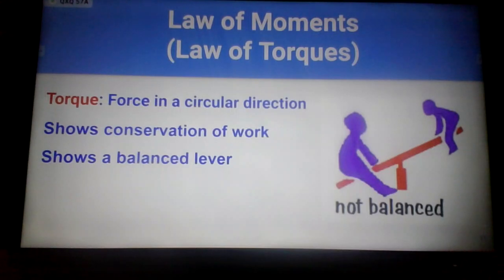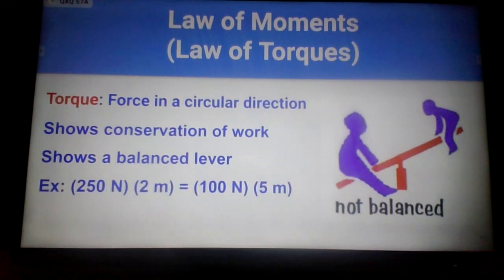And this shows that we want a balanced lever. Okay, balanced levers make the machines work and function a lot better. Unbalanced, where something's wrong with the lever, could mean something's wrong with the machine, and then we don't get the desired results. Okay, now, for example, 250 newtons sitting 2 meters away from the fulcrum is equal to 100 newtons sitting 5 meters away from the fulcrum.